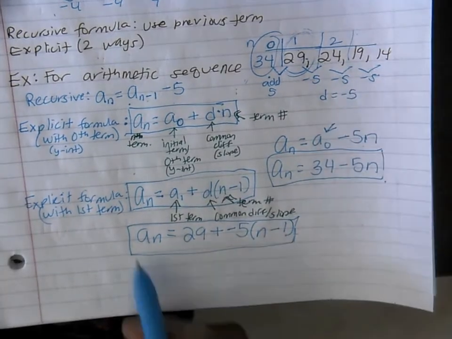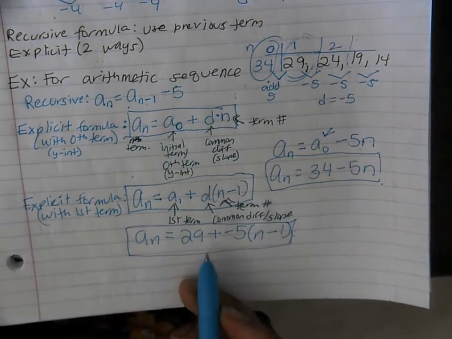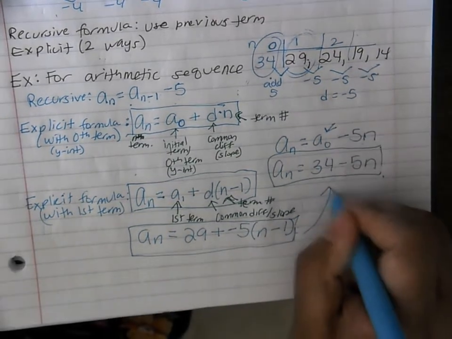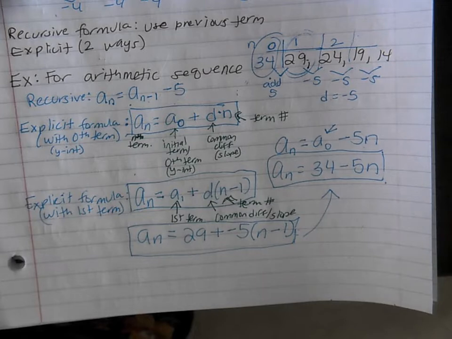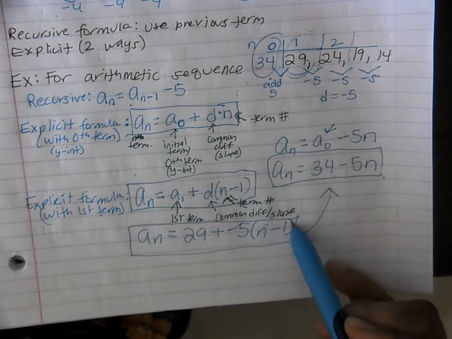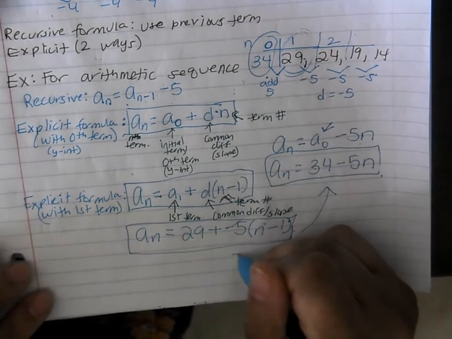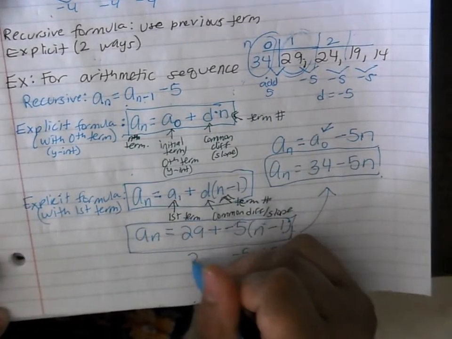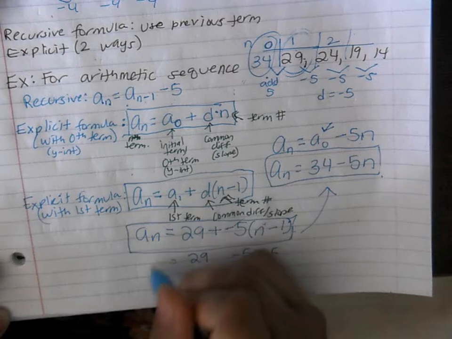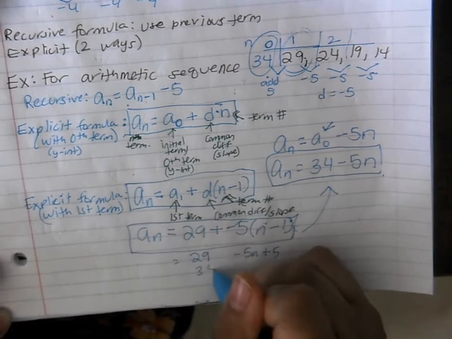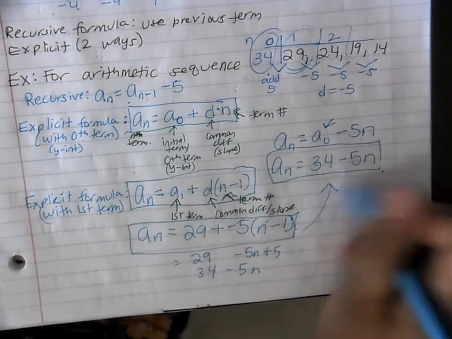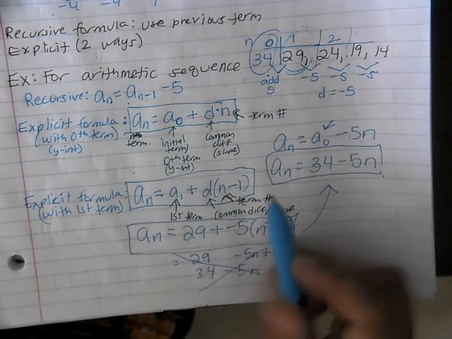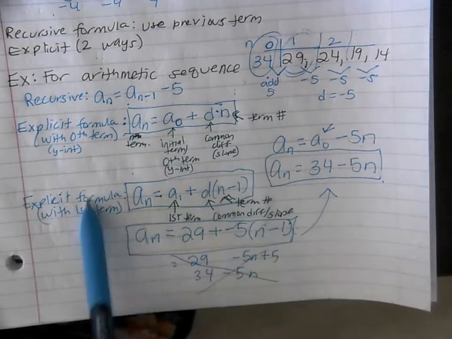And I know it doesn't look like it's simplified. You don't have to simplify it, but if you were to simplify this, it would actually end up giving you that simplified version. So like if you were to actually distribute this -5 in, I can show you real quick what that would be. You would get -5n plus 5, 29 is still sitting there, and this simplifies to 34 minus 5n, which is exactly what I had here. You don't have to do this simplifying though. You can, that's why you would just use one method versus another.